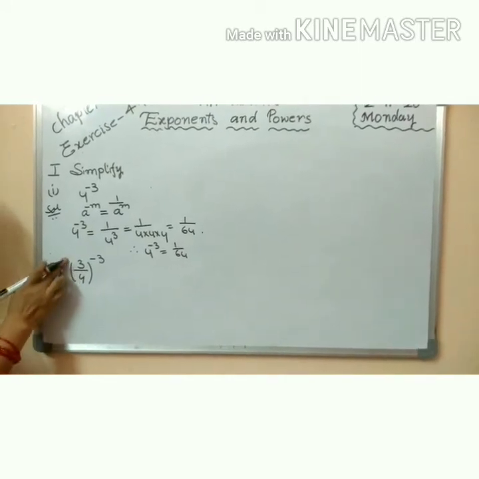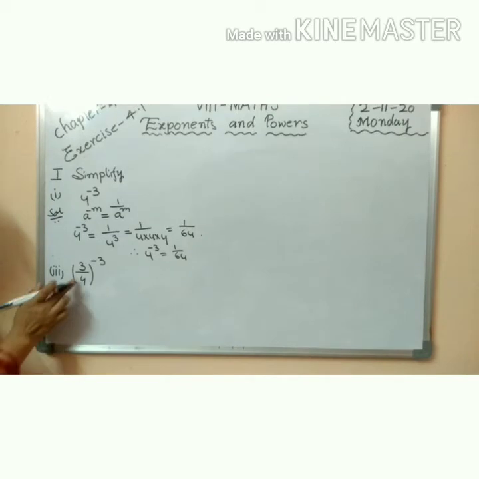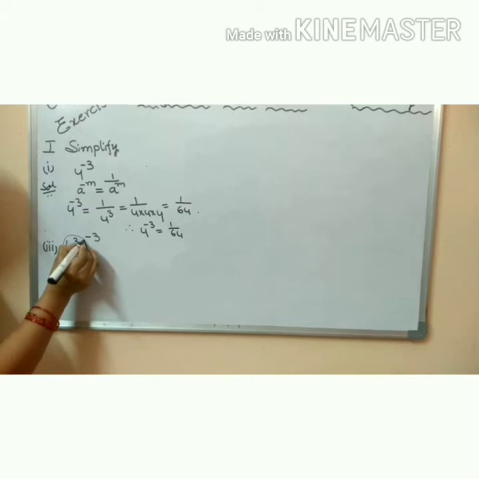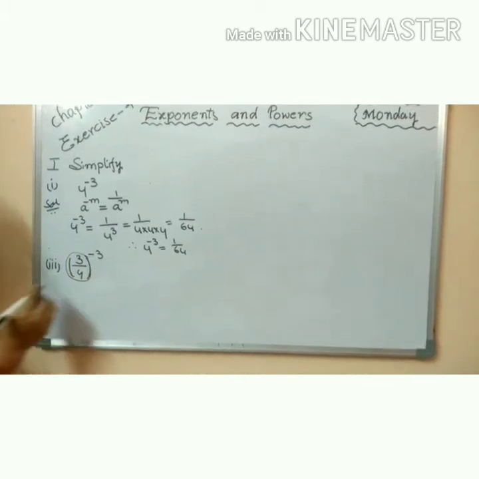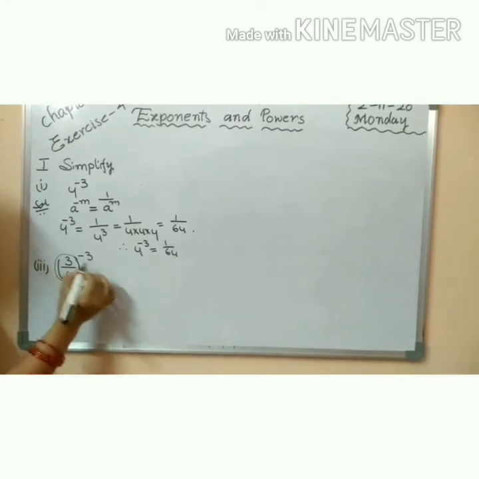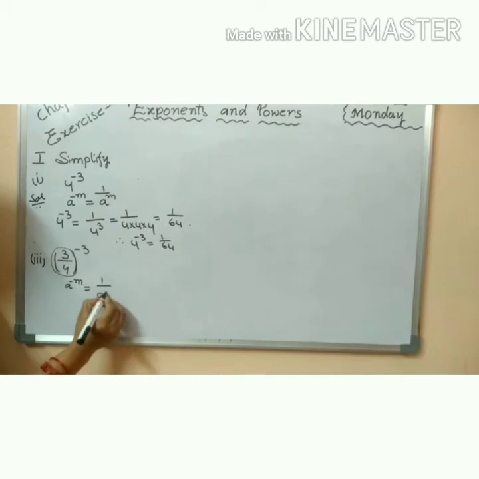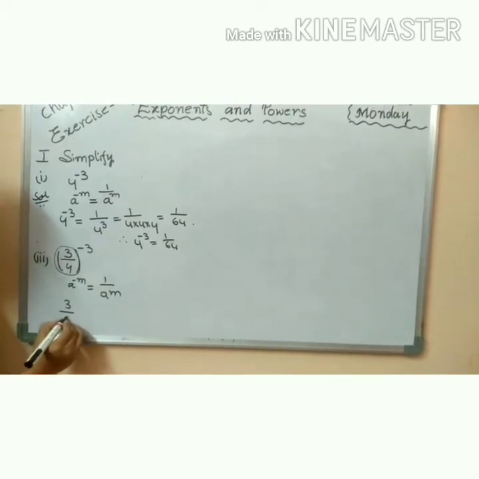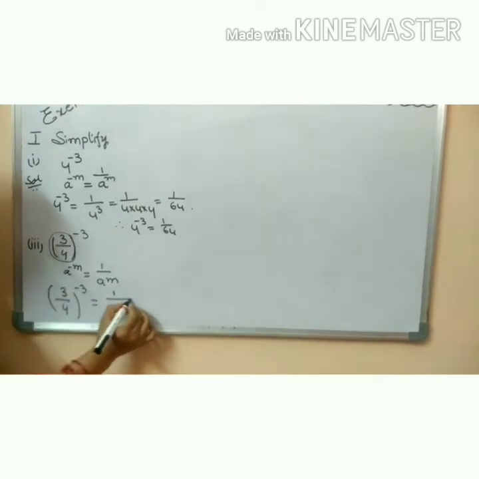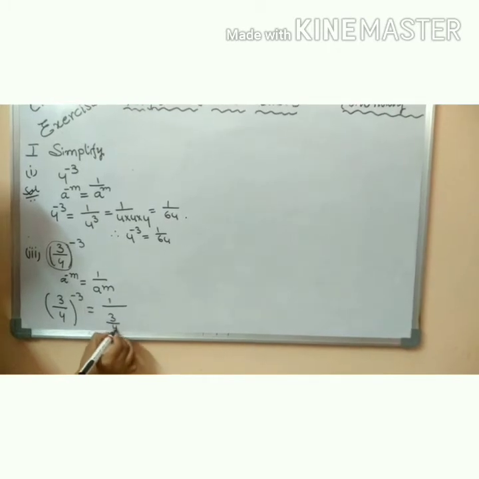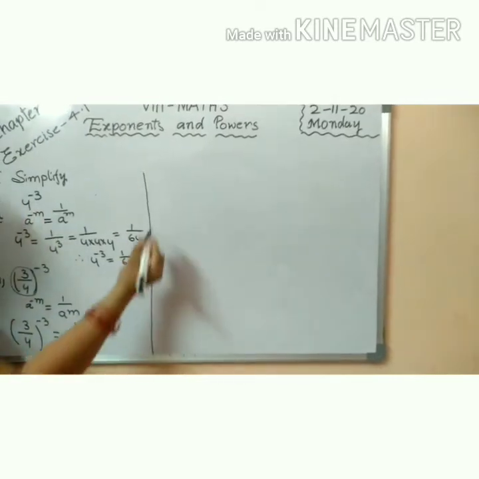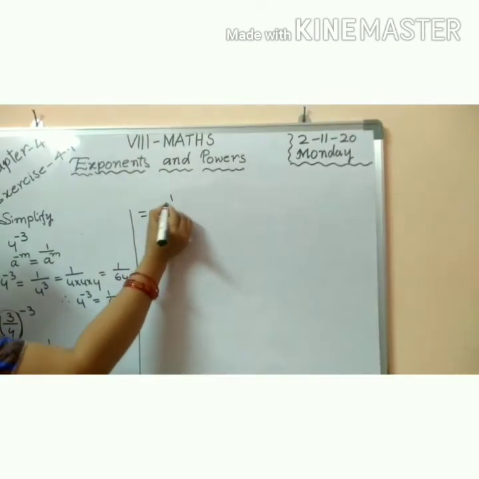The third one is somewhat different: 3 by 4 whole power minus 3. Here, comparing with the laws of exponents, a power minus m equals 1 by a power m. So 3 by 4 whole power minus 3 is equal to 1 by 3 by 4 whole power 3. Okay.